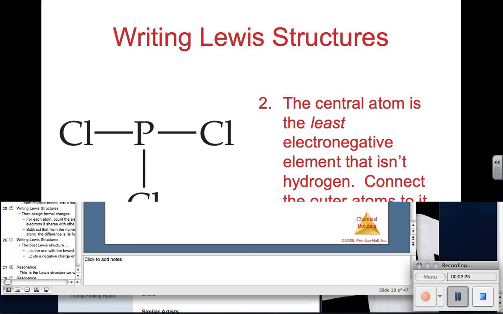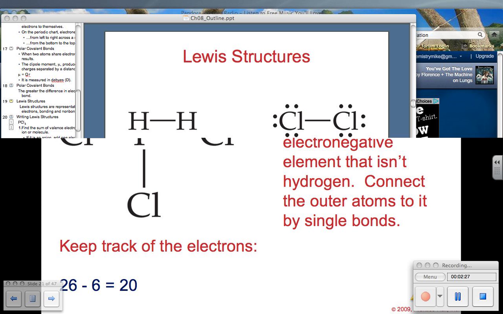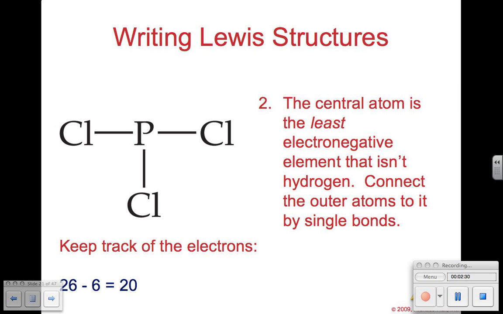So next, once you have your central atom, you are then going to surround your central atom with your other atoms and connect them with single bonds, so single lines. And each single line represents 2 electrons. So in our example here, you've used up 6 electrons. So we have 20 electrons left. And we just want to keep track of those as we're going along.